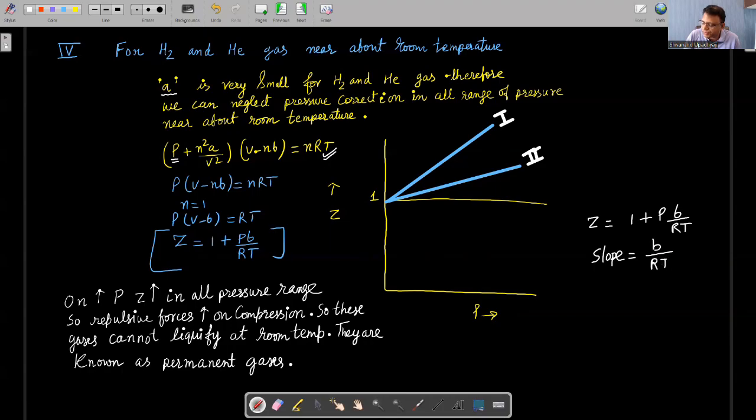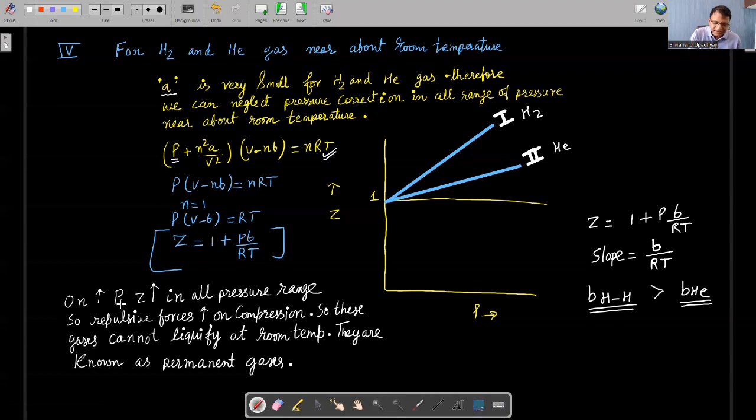So we can say that slope is directly proportional to b. And b is related to size, and the size of hydrogen molecule is greater than the size of helium atom. So the value of b is greater for hydrogen molecule than helium atom. You should know that if this type of graph is there, they will ask that between hydrogen and helium, between first and second, which graph is for which gas. So we'll say that this is for hydrogen gas and this is for helium gas, right? You should also know that the size of hydrogen gas molecule is greater than the size of helium gas atom.